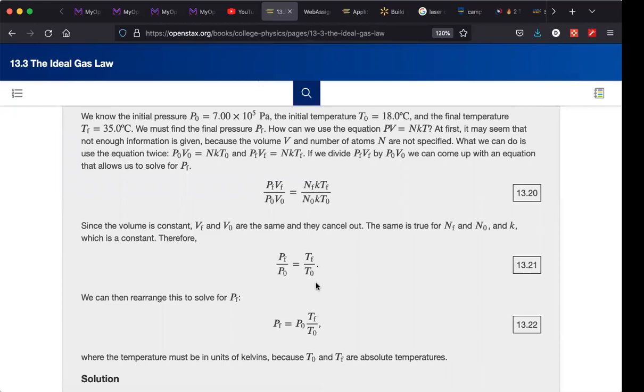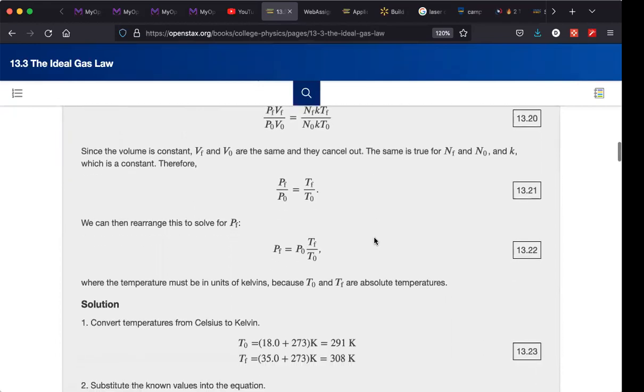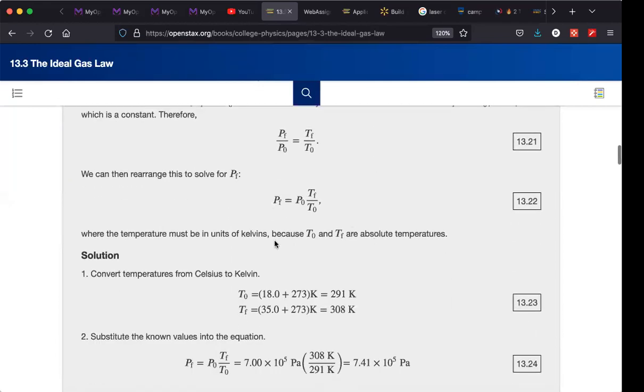And that's one way to use the ideal gas law, when you're going from an initial to a final state, then you can use this ratio version of the ideal gas law, where you have one ideal gas law over another ideal gas law at 2 different points in time. In this case, you just solve for that final pressure and plug in the numbers.